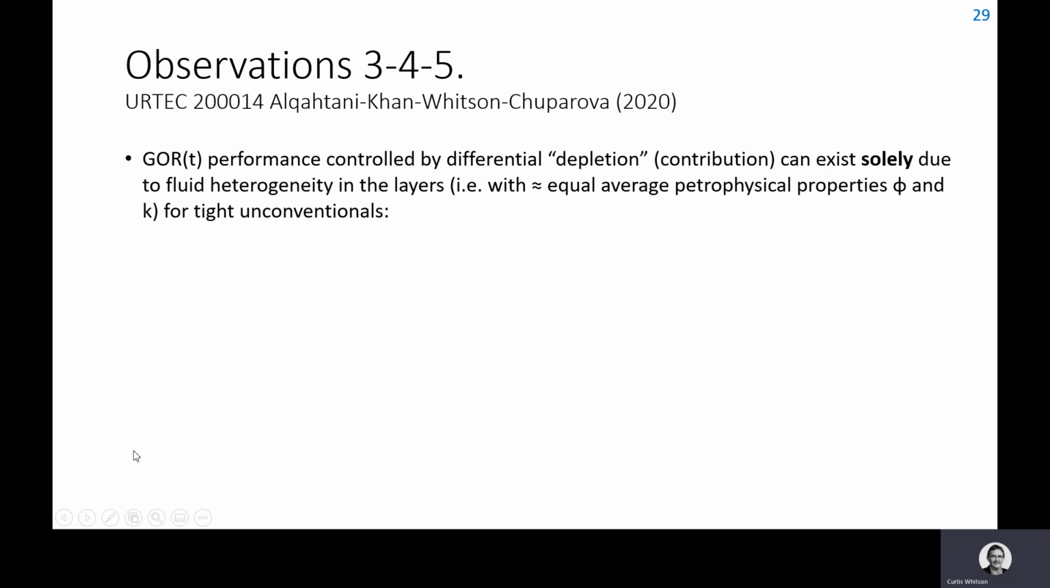So basically, the GOR time performance is controlled by differential contribution or depletion. And that differential depletion can actually be created solely by heterogeneity of fluid properties in the layers. That is, if two layers have identical petrophysical properties but different GORs, they will deplete at different rates. We found that the layer with the highest in situ solution GOR will always deplete fastest, mainly because of it having a lower viscosity.